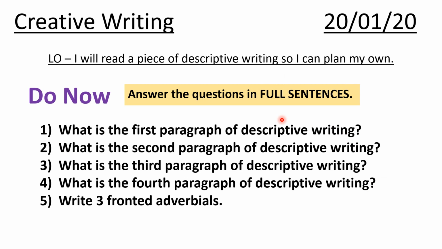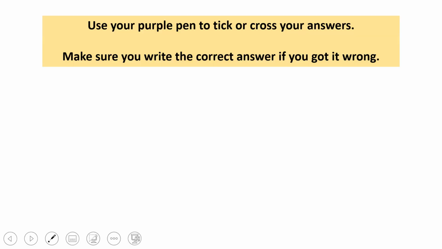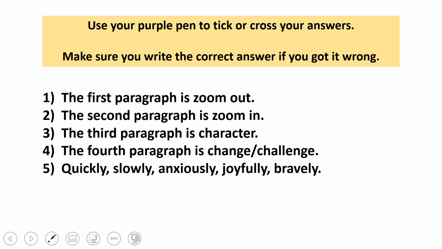Okay, if you're back, that means you are ready to make your corrections. Give it a tick or give it a cross, but just make sure you write the correct answer. It's okay to make mistakes as long as we learn from them. All right, the first paragraph is our zoom out. Second is our zoom in. The third is our character. And the fourth is our change or challenge.